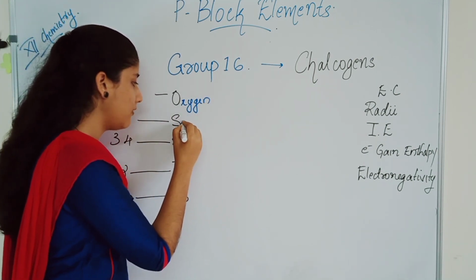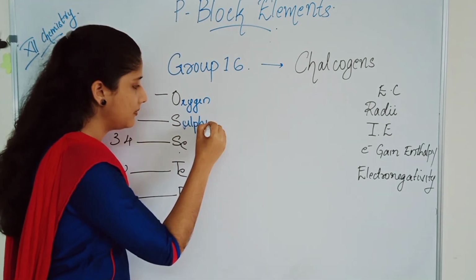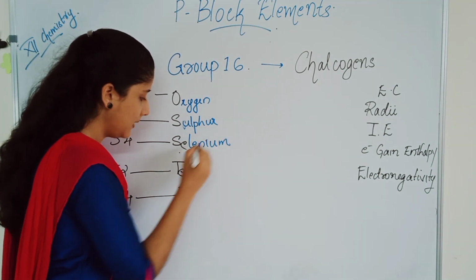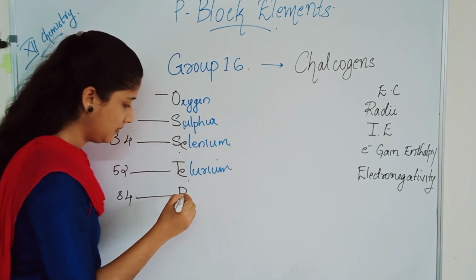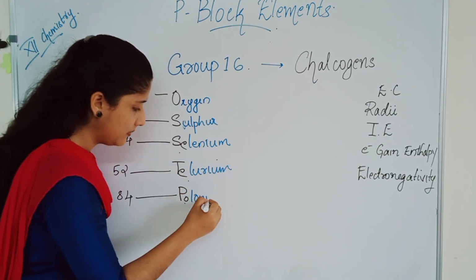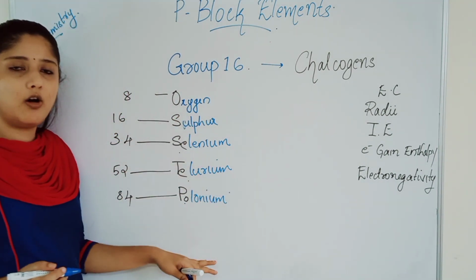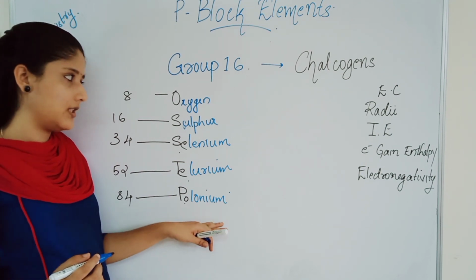This is sulfur, okay. Sulfur, selenium, tellurium and polonium. These are the elements of the group 16 family, and they are called chalcogens.